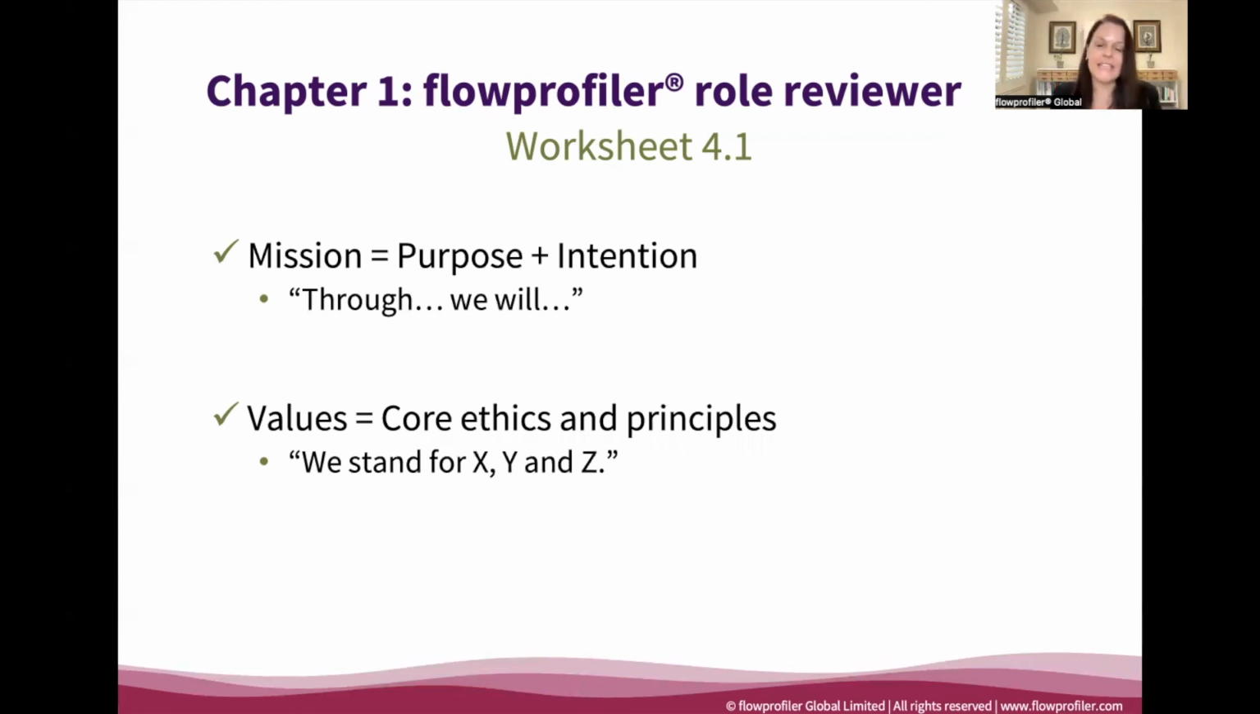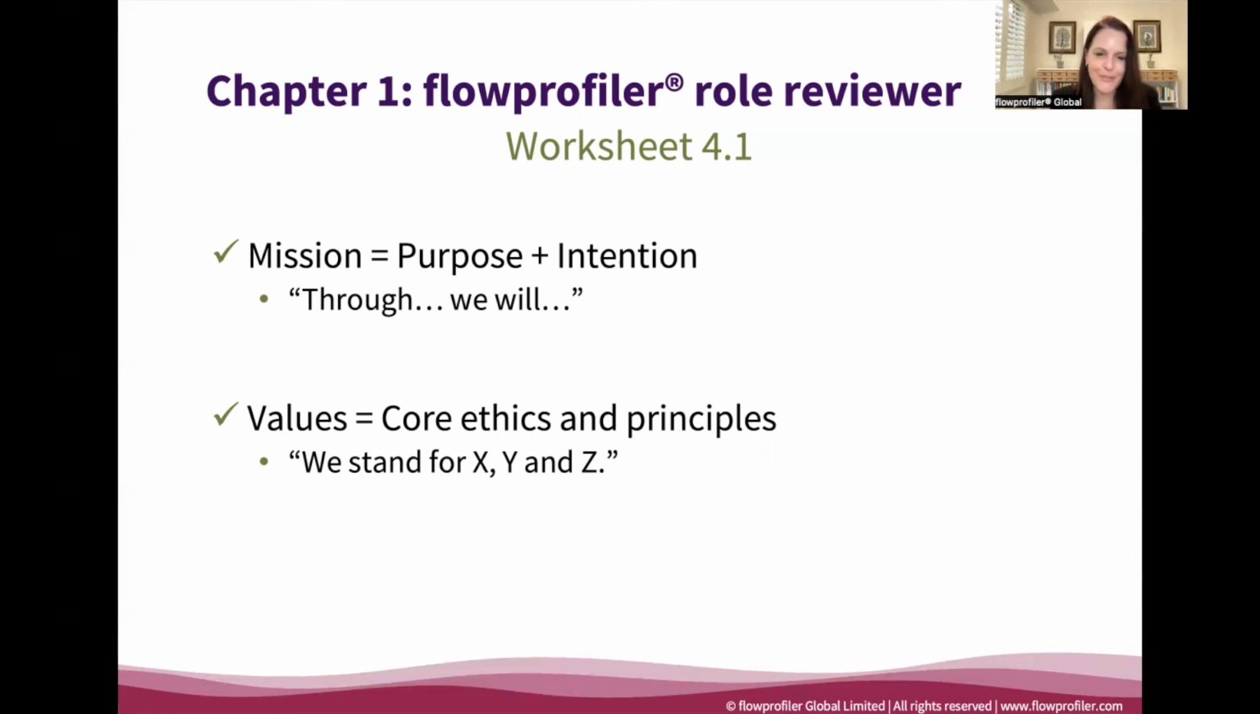Your mission is a combination of your purpose and your intention. So through producing great soup, we will gain market share. We will look to touch the minds of every household. We will find a way to become part of school lunches in every school in whatever country that does school lunches. Purpose plus intention. Through X, we will achieve Y.